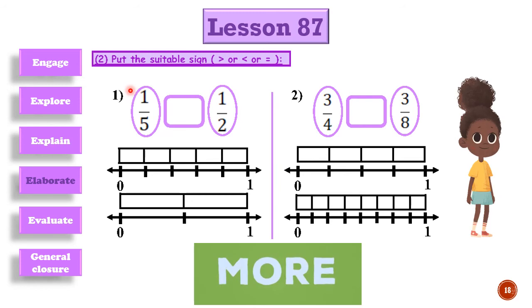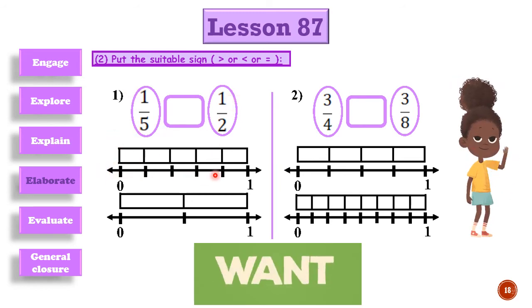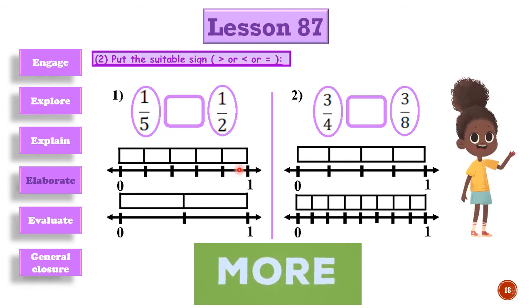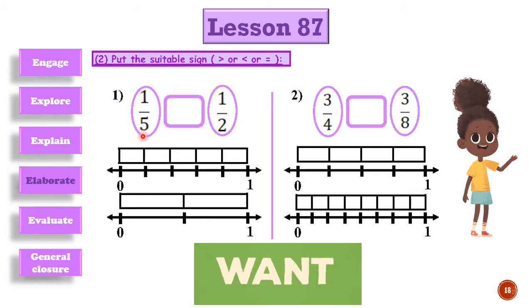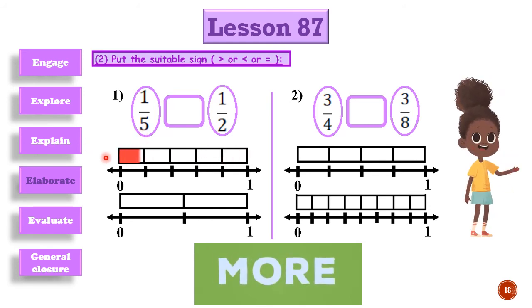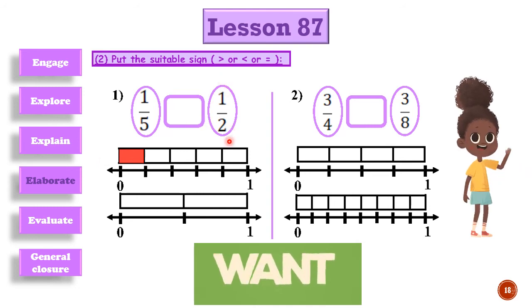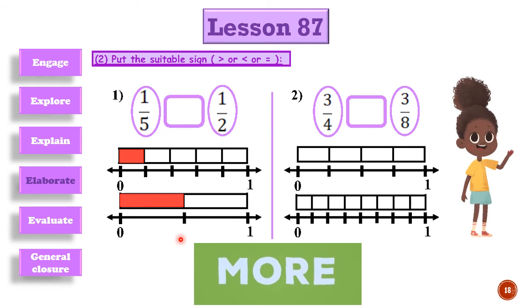Here we have fifths and half. We have here number line and fraction strip. Use your number line and fraction strip to write it. Here, fifths, we will color how many parts out of 5? Yes, it's just one part. And half, we will color how many parts out of 2? Yes, just one part out of 2.